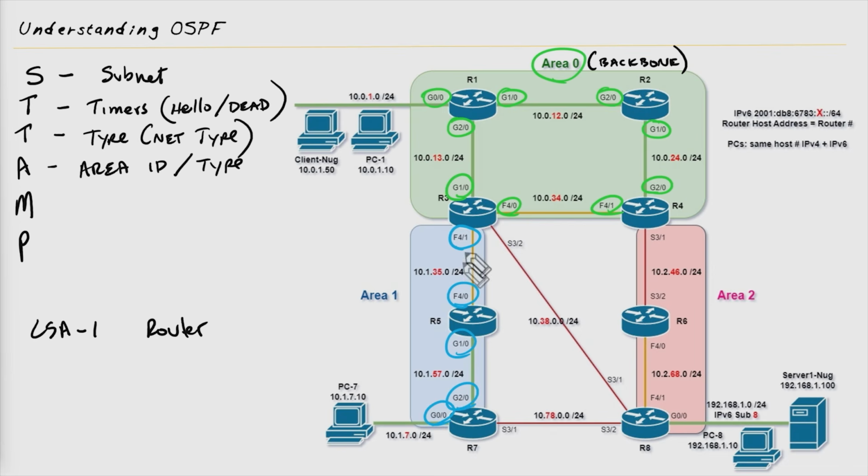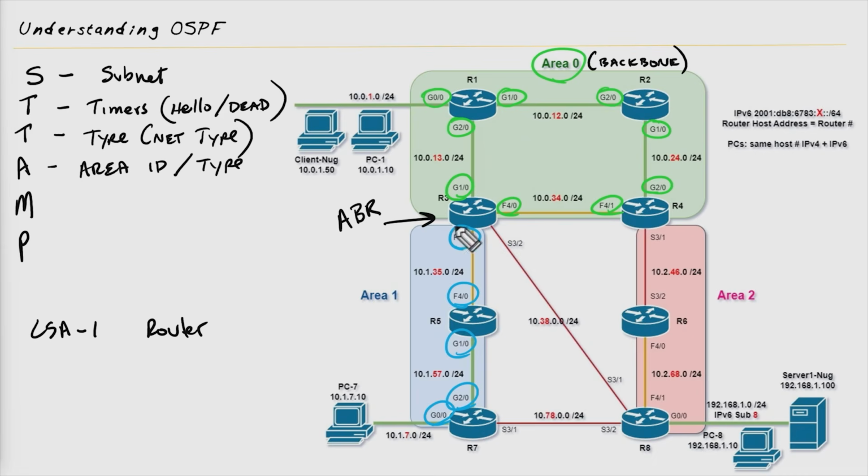And again, it's the interfaces that are associated with the area, not the actual router itself, because R1 is a backbone router since all of its interfaces are in area 0. R7 and R5 have all their interfaces in area 1, but R3, acting as the border router between the backbone area and area 1, has a special name as a result of having interfaces in the backbone and also in area 1. It's called an area border router.